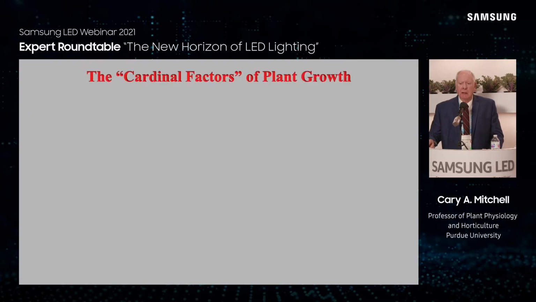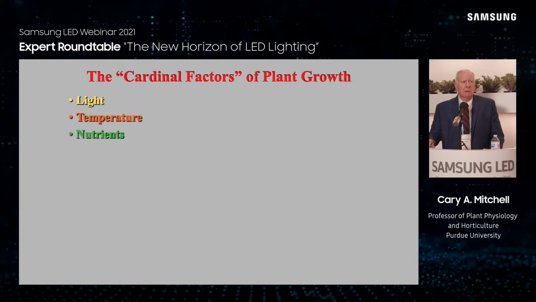So I would like to start out by listing the 5 cardinal factors of plant growth and development. These are 5 environmental factors that are absolutely required for plants to complete their life cycle. First and foremost is always light, the energy and the signaling medium for plant growth. Temperature: plants do not regulate their own internal temperature like we humans do, so they are totally at the mercy of their environment. And in a controlled environment, the grower has to provide that.